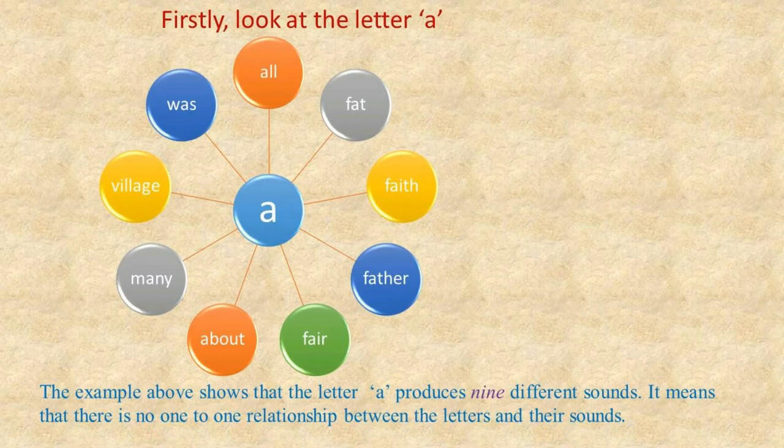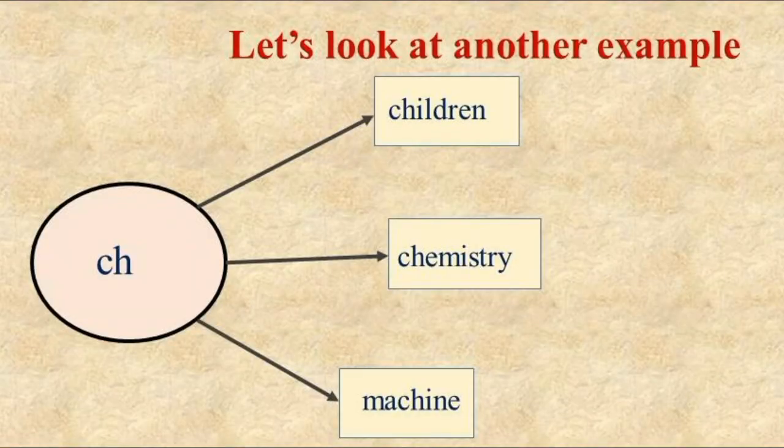Let's look at the letter A. All, fat, faith, father, fair, about, many, village, was. The example above shows that the letter A produces 9 different sounds. It means that there is no one-to-one relationship between the letters and their sounds. Let's look at another example.